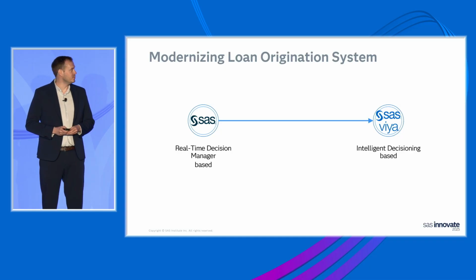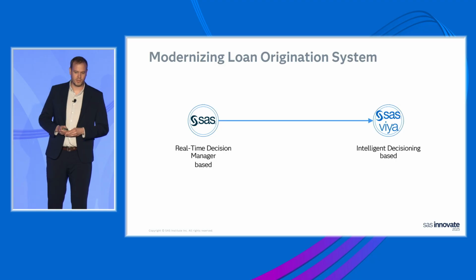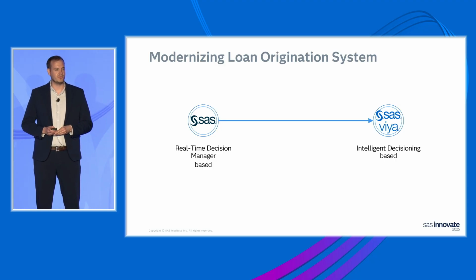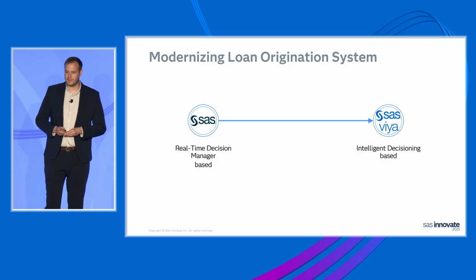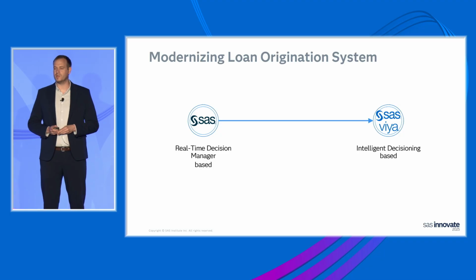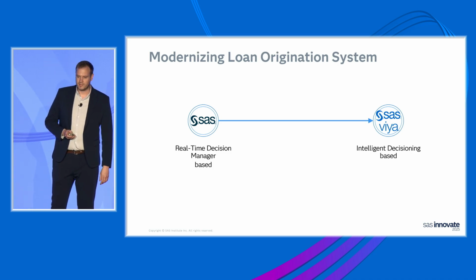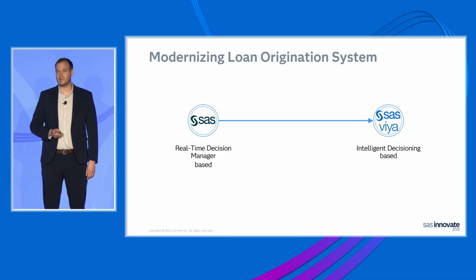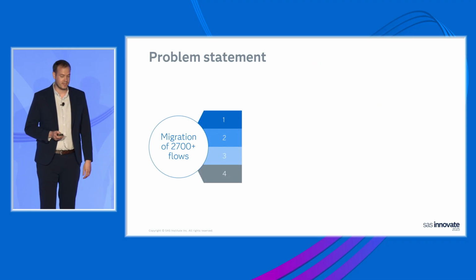We wanted to modernize our loan origination system. We have our old kitchen, the Real-time Decision Manager in SAS 9.4 on the left side. It's the old, but the trusted one. And we wanted to go to SAS Viya with Intelligent Decisioning, the shiny new one with all the new tools. But unfortunately, there was nothing in between, and that was our problem. That was what we wanted to solve, and we didn't have a recipe for that. So we tried to cook something for ourselves. But let's see what we were really up against.